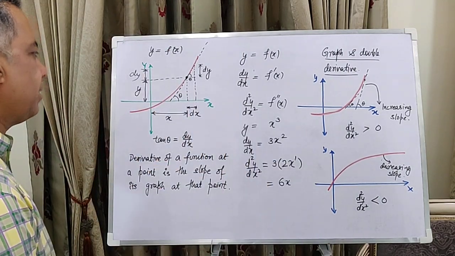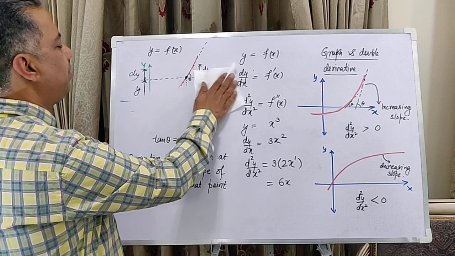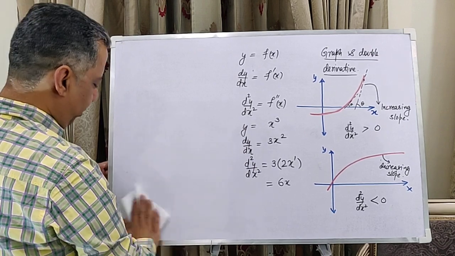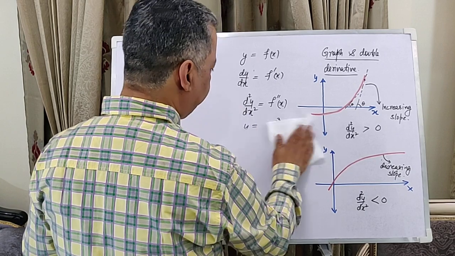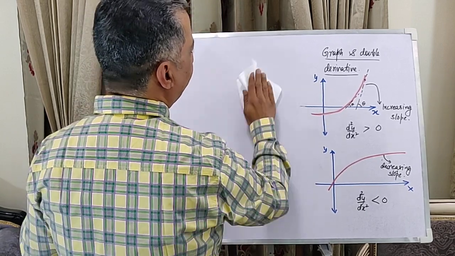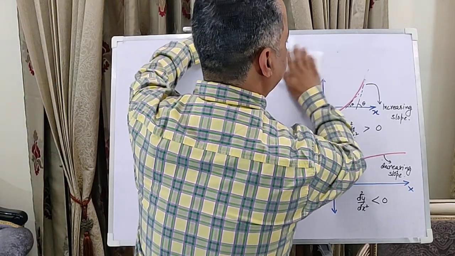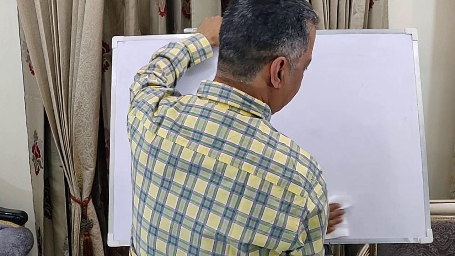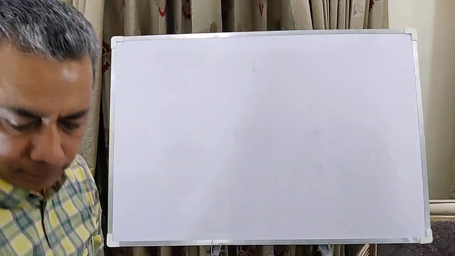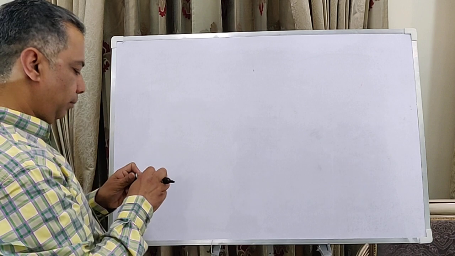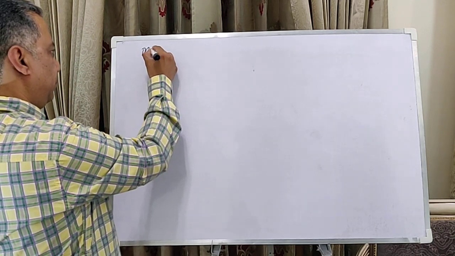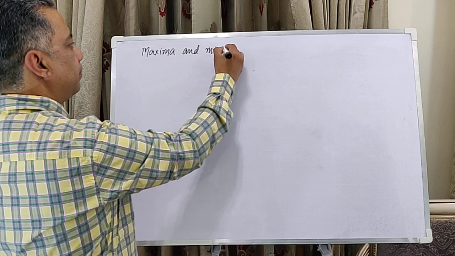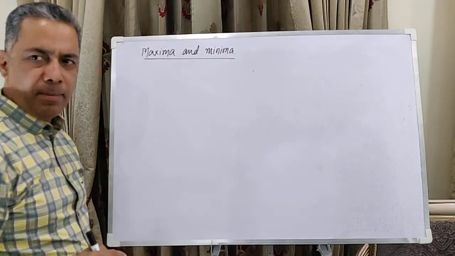We will now be looking at maxima and minima, or the maximum or minimum values of functions, and how we calculate those using derivatives. Maxima and minima.